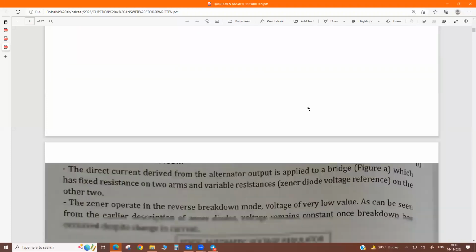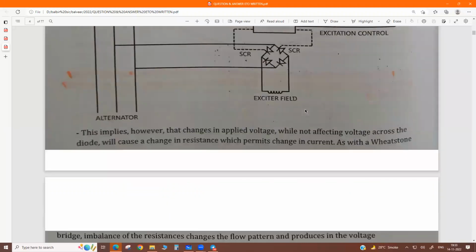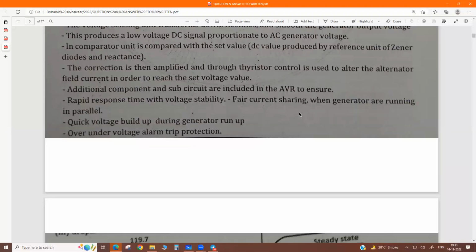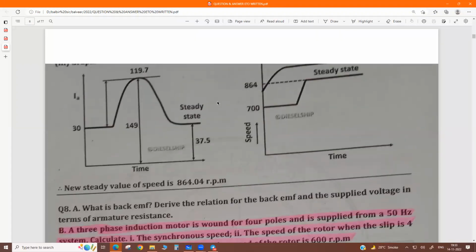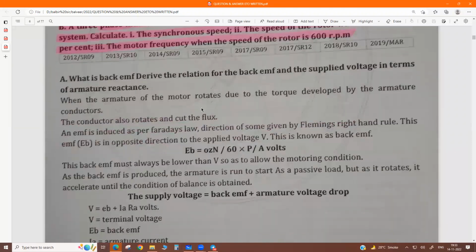So it is an automatic voltage regulator, which is used for voltage control. Then these are the characteristics: if suppose your load is suddenly changed on the alternator, then the voltage varies. Then how do we get a steady state? Okay. Now there is some numerical also.